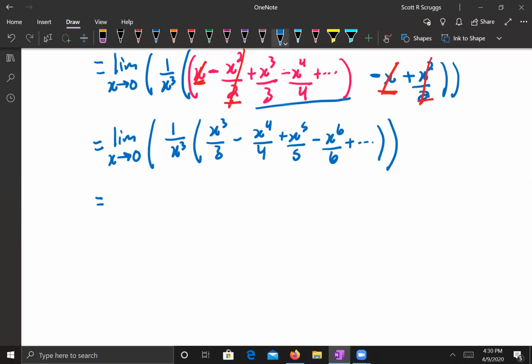Bingo. I'll just get a 1/3 as my final answer for that problem, because the only one that will not have an x after distributing will be the very first term.